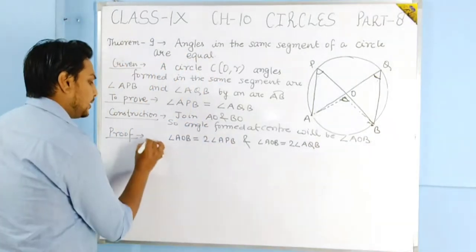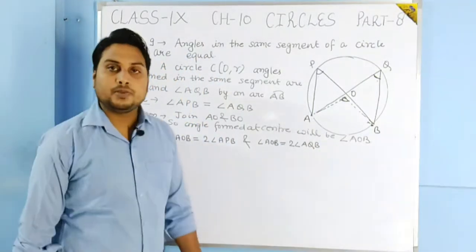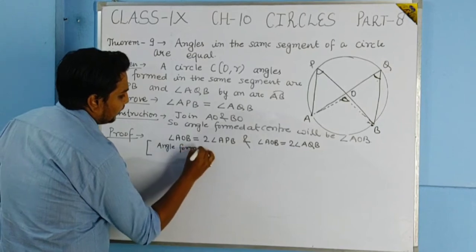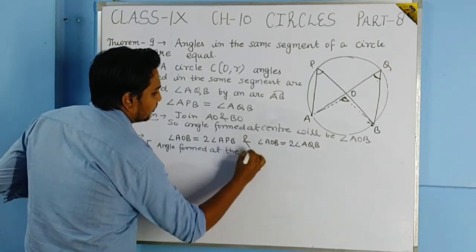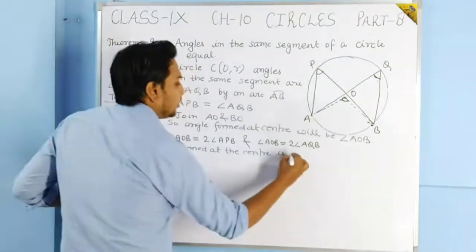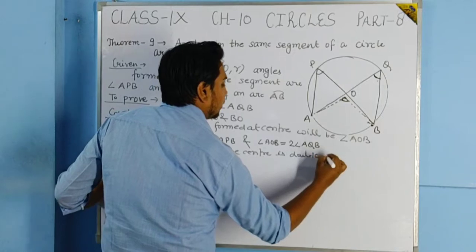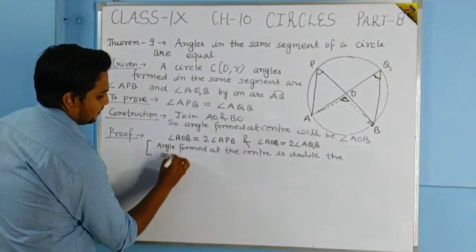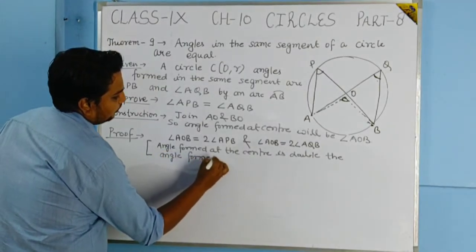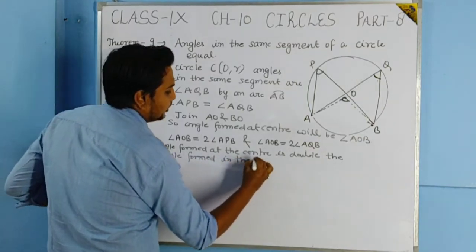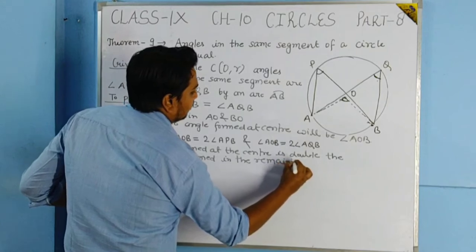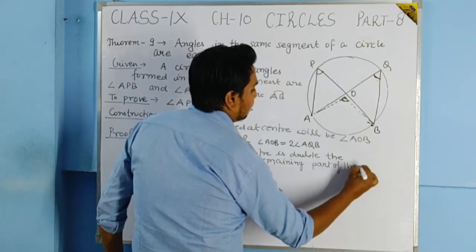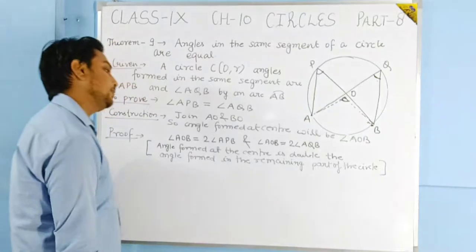Okay. What is the reason behind it? The reason is the statement of the previous theorem, that the angle formed at the center is double the angle formed in the remaining part of the circle. Okay, so this is the reason.